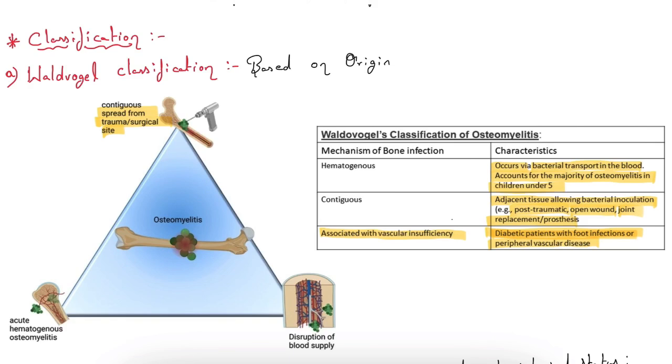In contiguous, mostly bacterial inoculation because of a post-traumatic open wound or joint replacement or prosthetics. The third one is chronic, associated with vascular insufficiency, like diabetic patients with foot infections or peripheral vascular diseases.